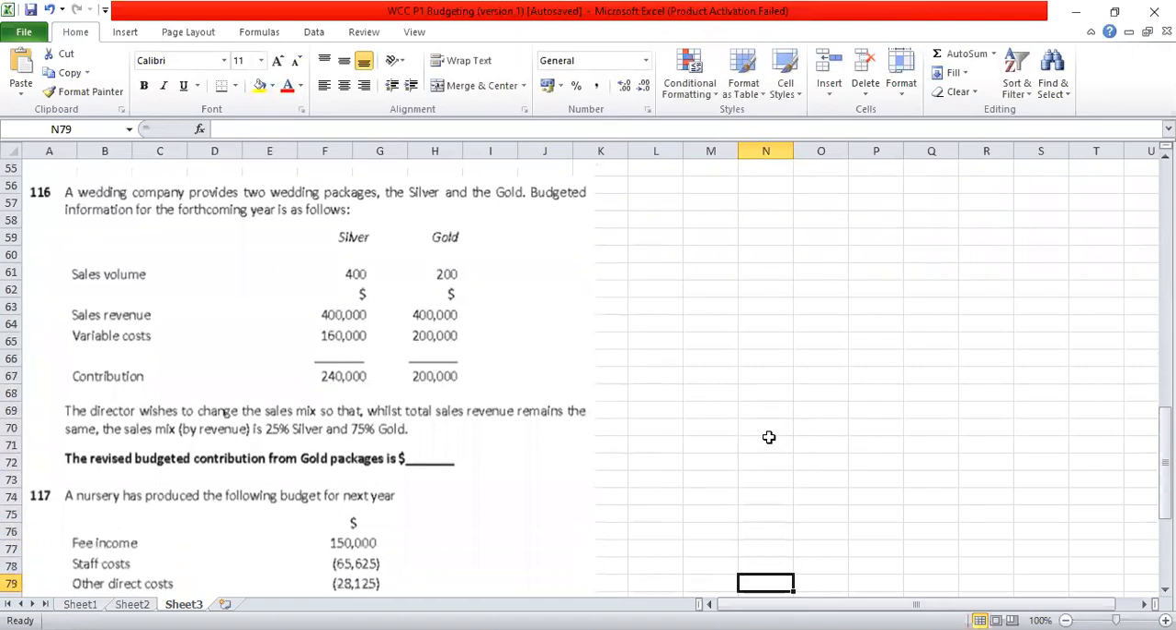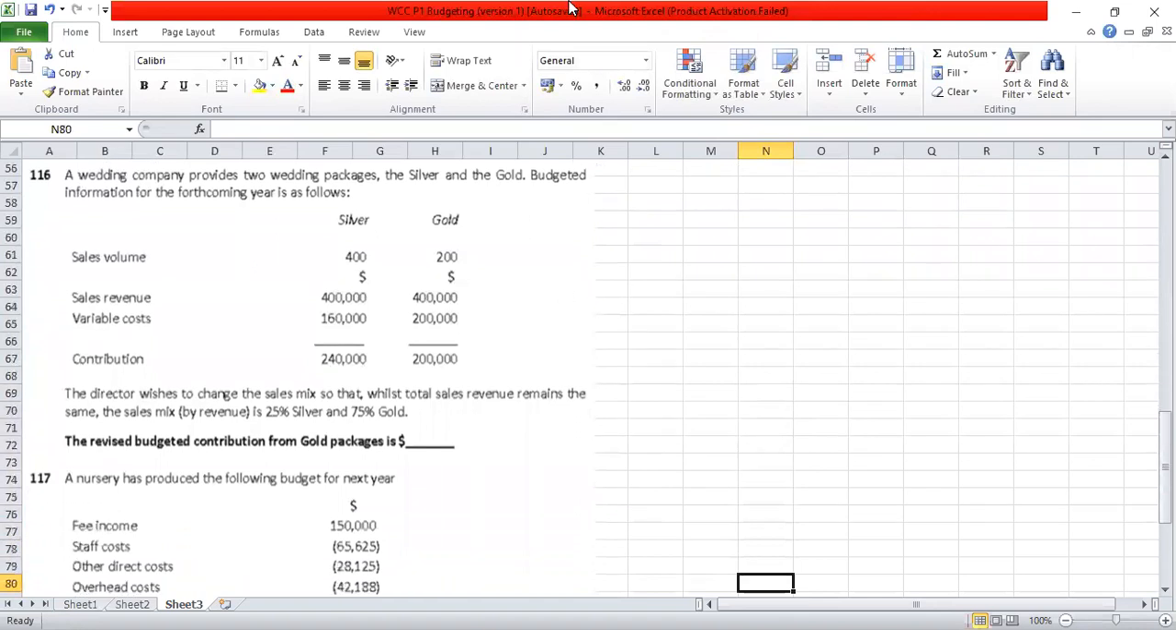Question number 116 on the screen. A wedding company provides two wedding packages, the silver and the gold. Budgeted information for the forthcoming year is as follows: silver and gold. We have sales volume 400 units and 200 units. Then the revenue is given, variable cost and contribution.